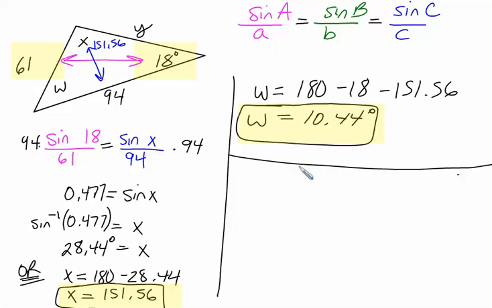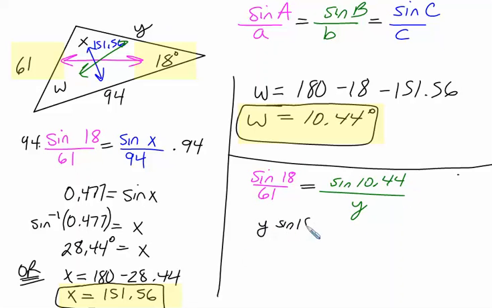And then thirdly, what we're going to do is we can calculate Y. So I like to start with the one where we had the numbers. I will use the sine of 18 divided by 61 is equal to, now when we pair up for W, W pairs up with Y, the sine of 10.44 divided by Y. Here we could cross multiply, so Y times the sine of 18 is equal to 61 times the sine of 10.44, and then we could divide both sides by the sine of 18.